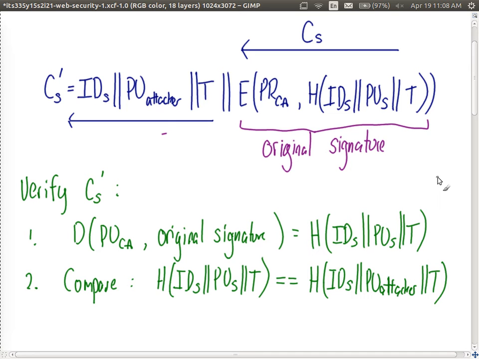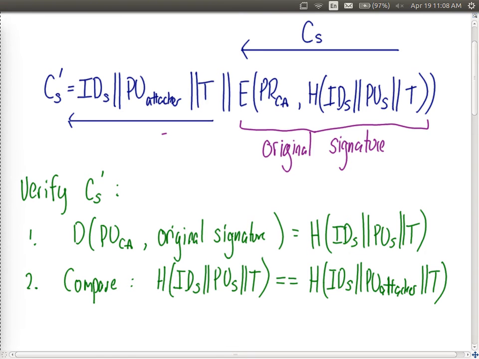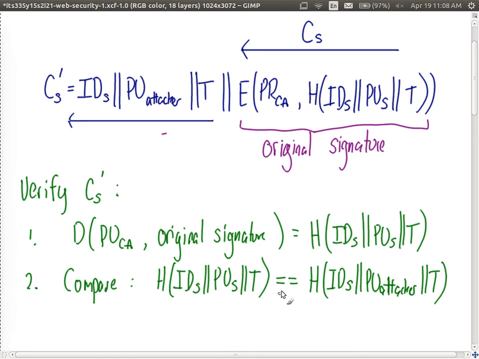One contains the public key of the server, the original public key. One contains the modified public key, the public key of the attacker. They are not the same. Therefore, the hash values are not the same. So when we compare, we find that they do not match. So no, they don't match. Verification failed.